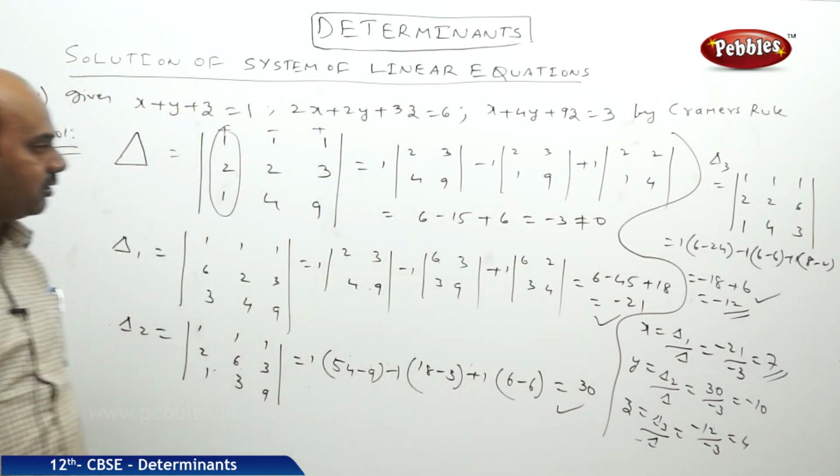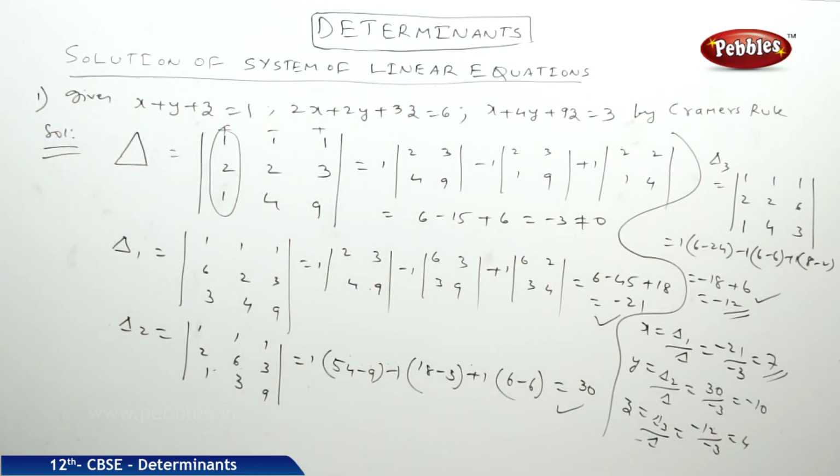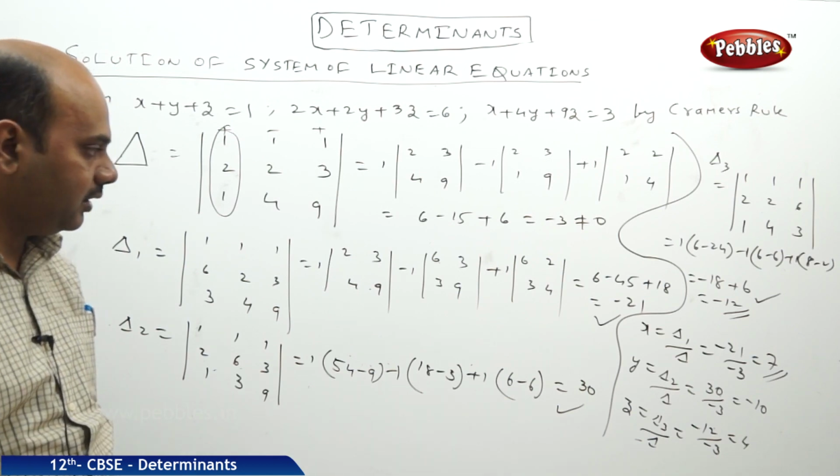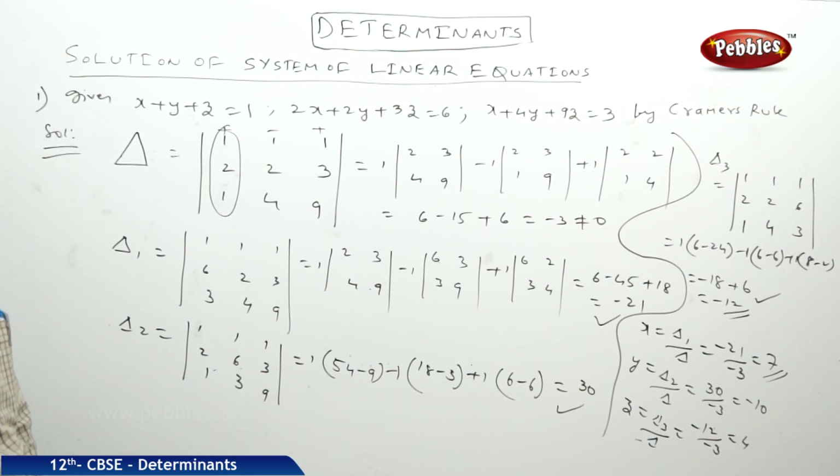So I think the third equation is also getting satisfied. So finally I will be concluding x value is 7, y value is minus 10, z value is 4.